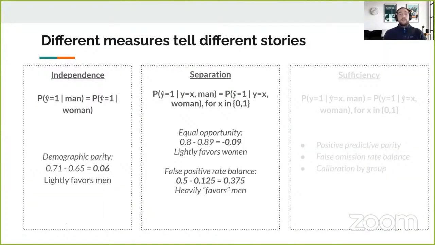So don't worry if you didn't follow the details of those exact calculations. What's important here is that we just looked at three different metrics, and they all told different stories. So demographic parity suggests that the system lightly favors men. Equal opportunity suggests that it lightly favors women. While the false positive rate balance suggests that the system heavily favors men. And I put "favors" in quotations there because recall in a credit scoring use case, a false positive may be interpreted as both a benefit and as a harm. So it can be unclear what category it falls into.